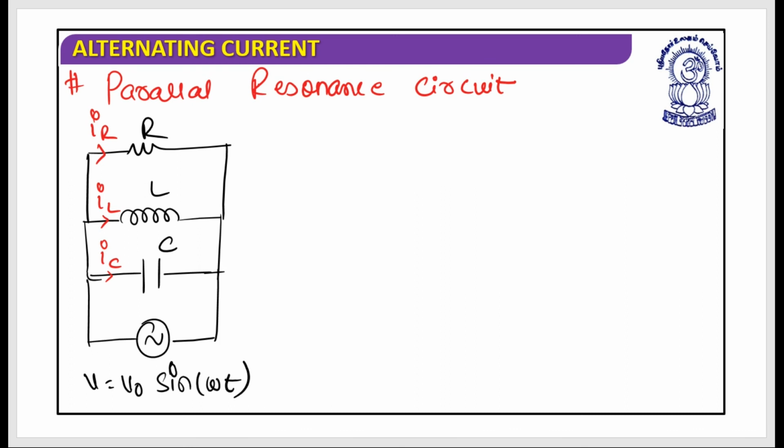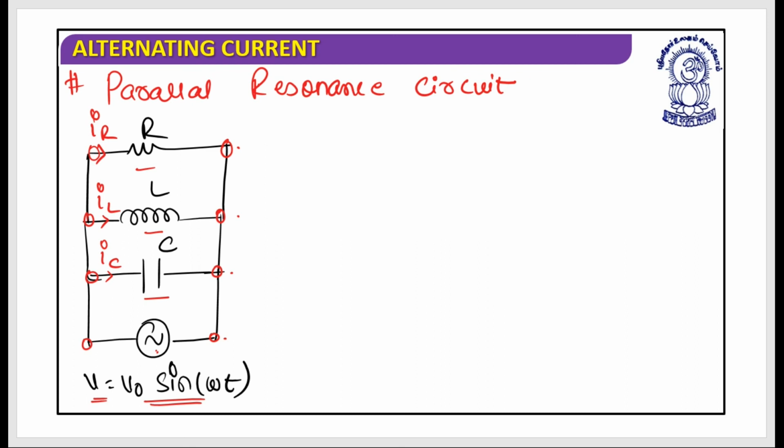Now one more thing: V equals V naught sine omega t, and you can see this supply is in parallel with all of these. So it is not a new thing for us. It is just the case of a pure capacitive circuit, a pure inductive circuit, and a pure resistive circuit, the same thing we learned in the previous class, pure AC circuits. I hope this is clear.